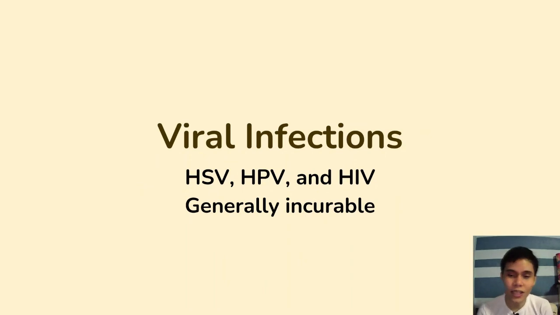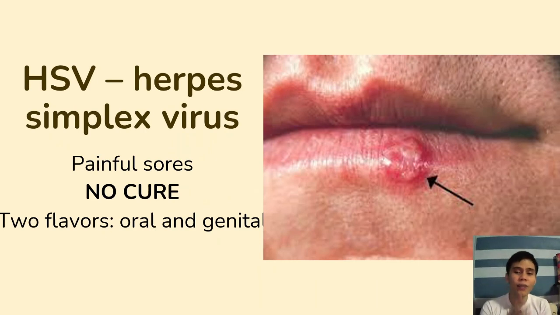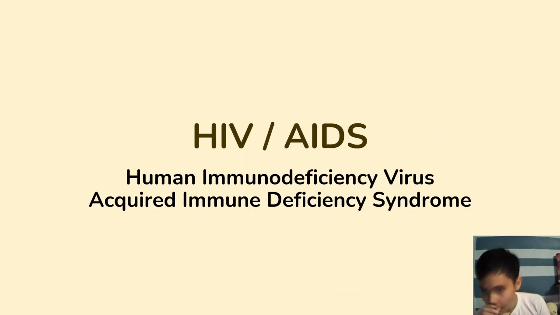Now, viral infections like HSV, HPV, and HIV, these are generally incurable. Again, they're generally incurable at later stages. So these viral infections are very, very dangerous. In particular, we have HSV, herpes simplex virus, or herpes for short. They create very painful sores and there's no cure. Absolutely no cure. We can just treat the sores to alleviate the pain, but you can't be cured of it. You can spread it to other people. So there's two types. We have oral and genital herpes. HIV or AIDS are terms for the virus and the syndrome that you can get from the late stages of the virus.